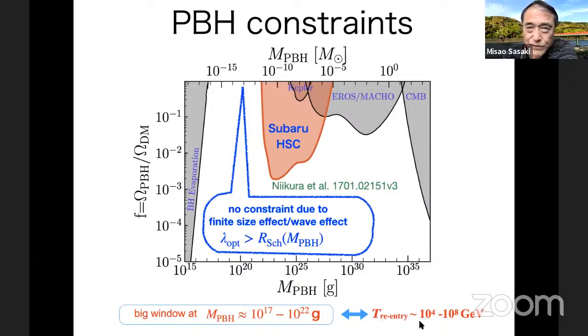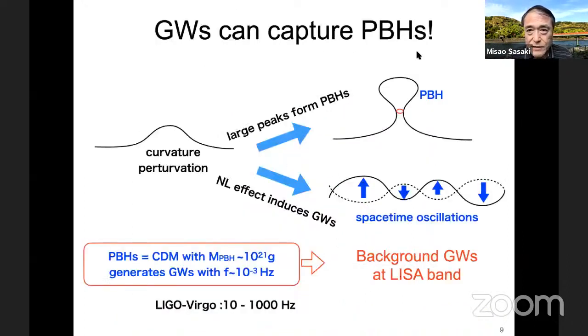And if you assume the standard hot big bang up to a very high temperature, then this corresponds to the horizon scale when the temperature was like 10 to 4 or 10 to 8 GeV. That's an interesting range of energy scale as well. Okay, but that's how you produce primordial black holes.